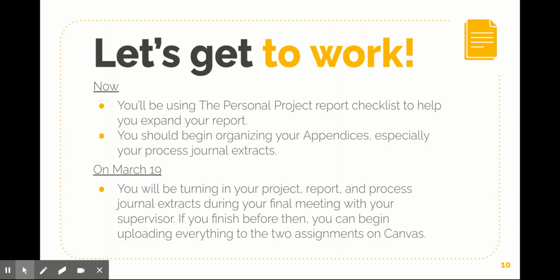So here's where you are now. You'll be using the Personal Project Report checklist to help you expand your report. You should begin organizing your appendices, especially your process journal extracts. On March 19th, you'll be turning in your project, report, and process journal extracts during your final meeting with your supervisor. If you finish before then, you can begin uploading everything to the 2 assignments on Canvas.